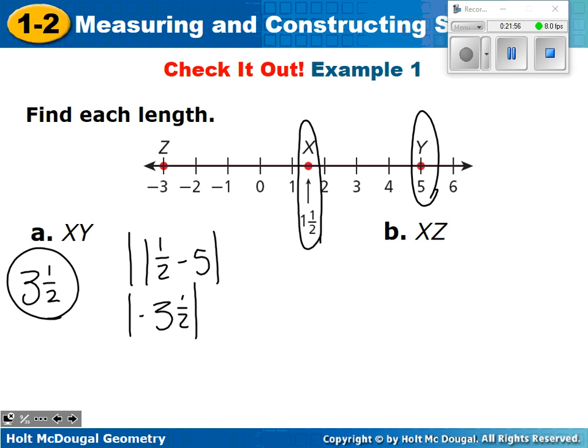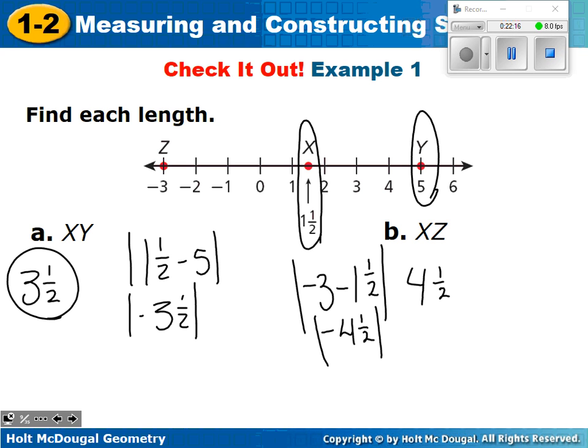What about x to z? Remind me your name. Molly. Okay, Molly, what's x to z? 4.5. So we're going -3 minus +1.5. So that's going to give us -4.5, and then absolute value gives us +4.5. Any questions? All right.